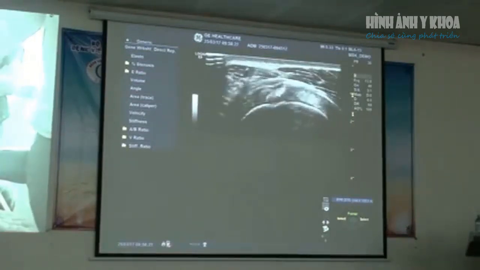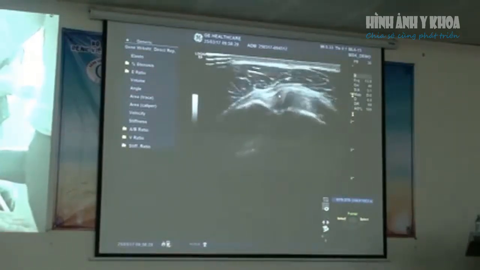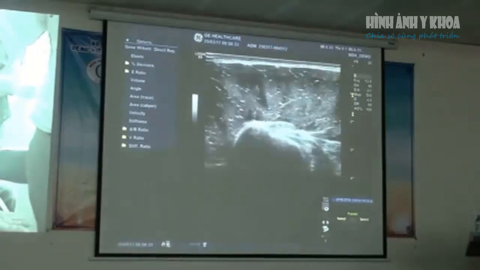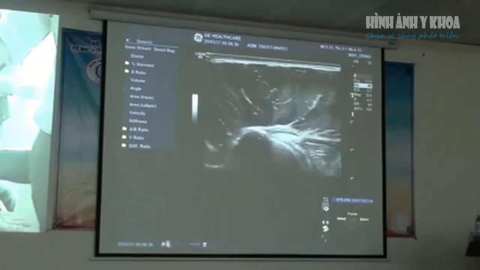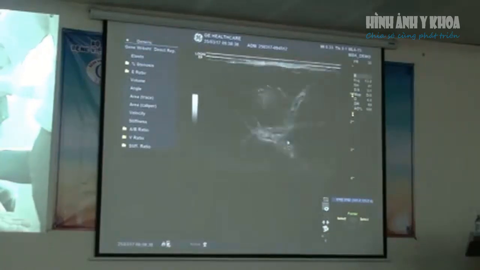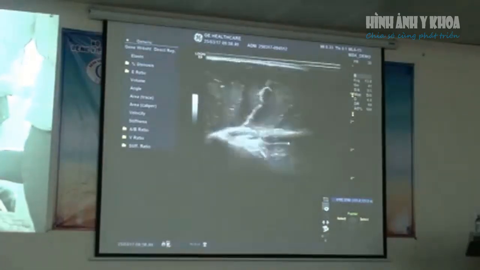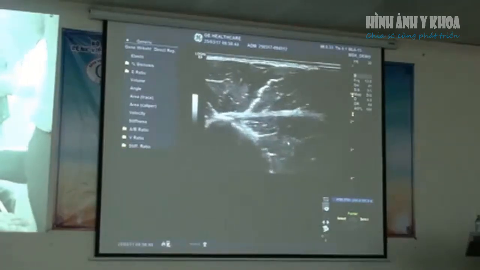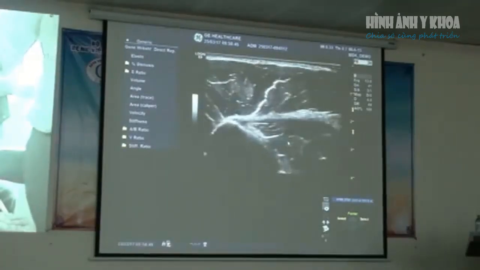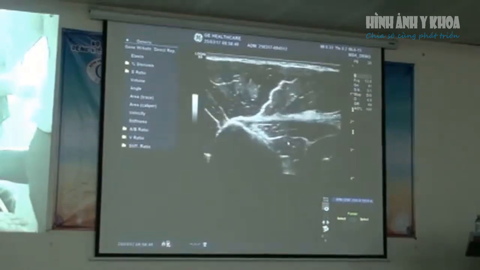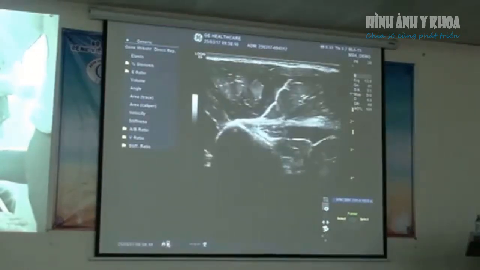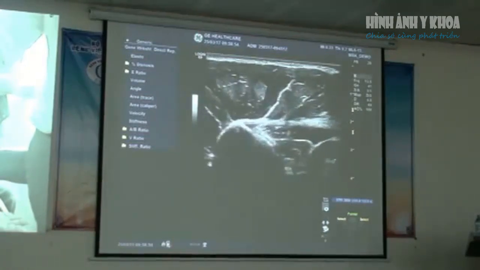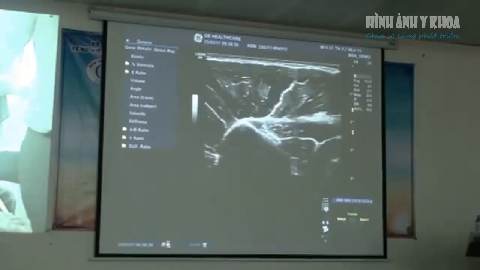So the scan plan, I just use transverse and come down, and then I follow that tendon all the way down, as it comes into the musculo-tendinous junction of the long head biceps. This structure here is actually the pec major tendon coming across, and it goes over the top of the long head biceps.